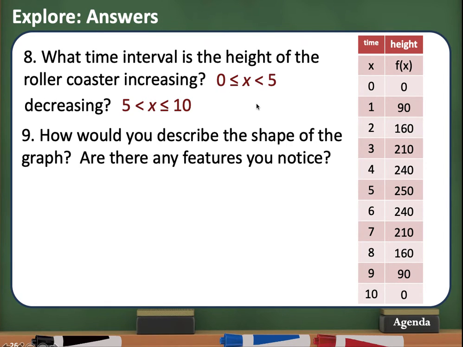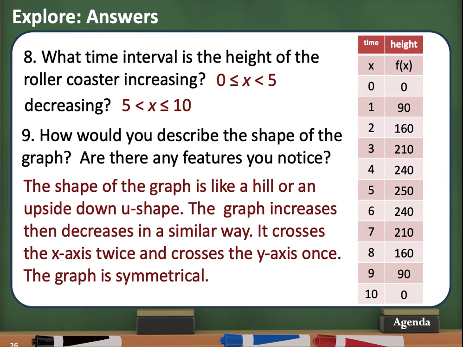How would you describe the shape of this graph? We kind of talked about it yesterday. And are there any features you noticed? I mean, it should be all the same features we noticed from the last one. The shape of the graph is like a hill or an upside down U. The graph increases, then decreases in a similar way.